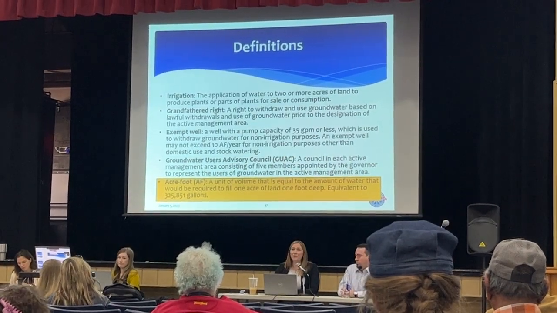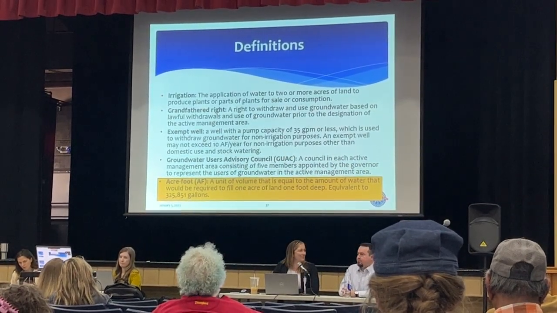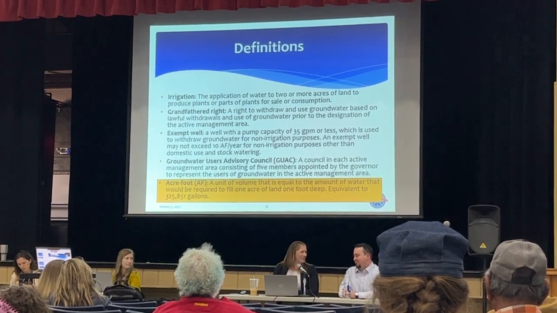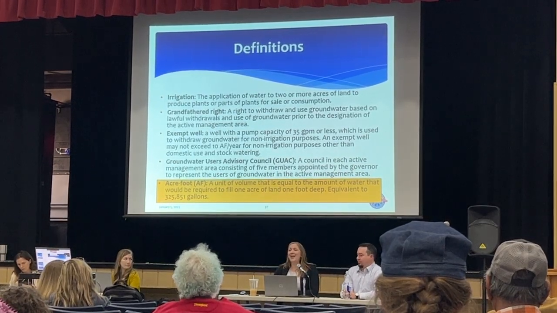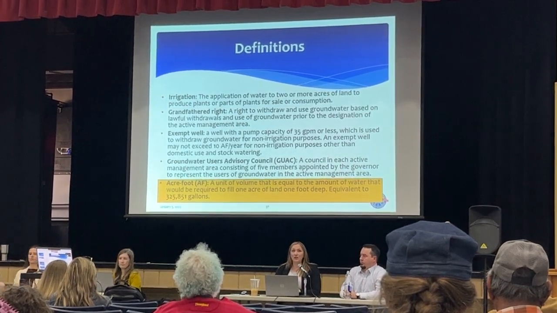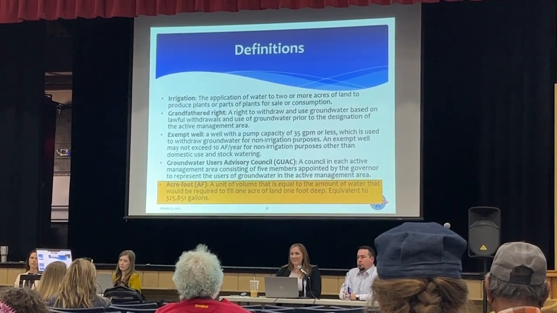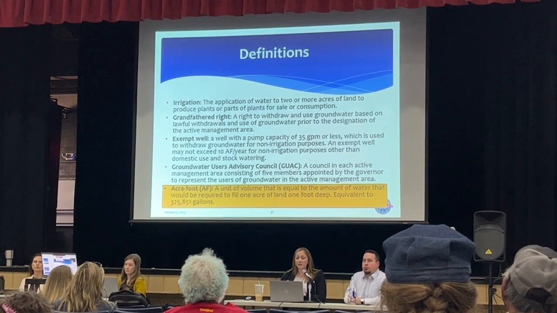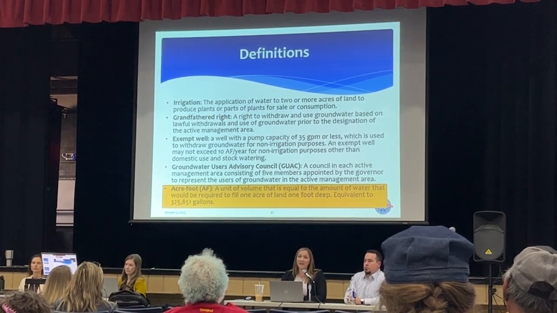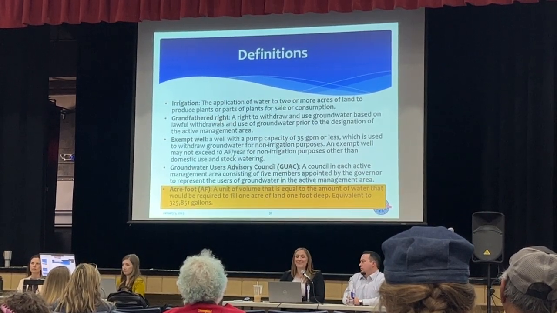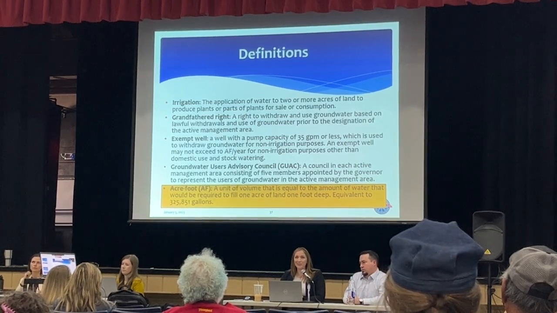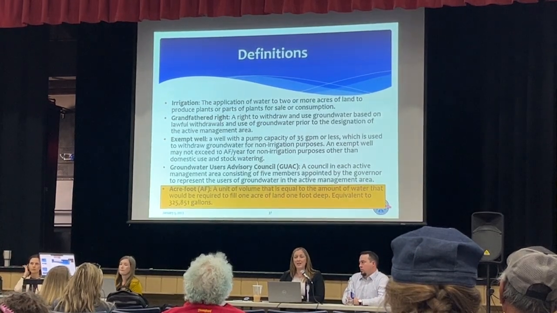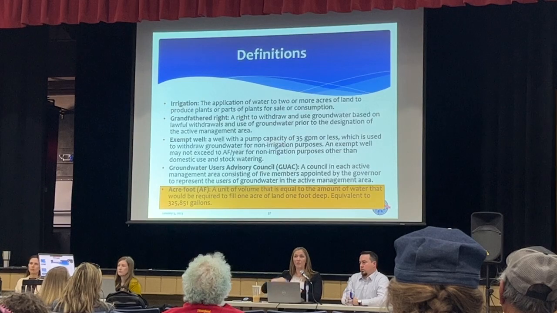Finally, acre-foot. You've heard this term already a few times. Ryan, I don't remember if you actually defined this or not. Acre-feet is our standard unit of measurement for water. Many of you already know what this is, but if you're not familiar with this term, it's equivalent to 325,851 gallons, or the amount of water that it would take to fill 1 acre of land 1 foot deep.